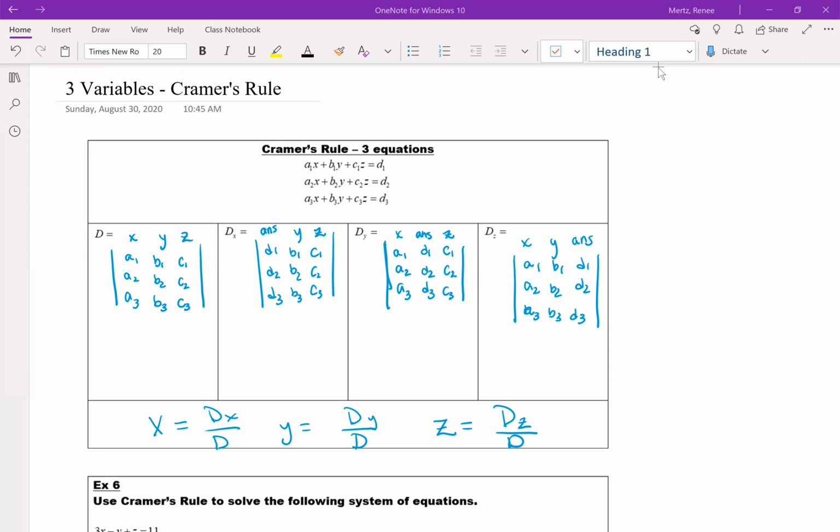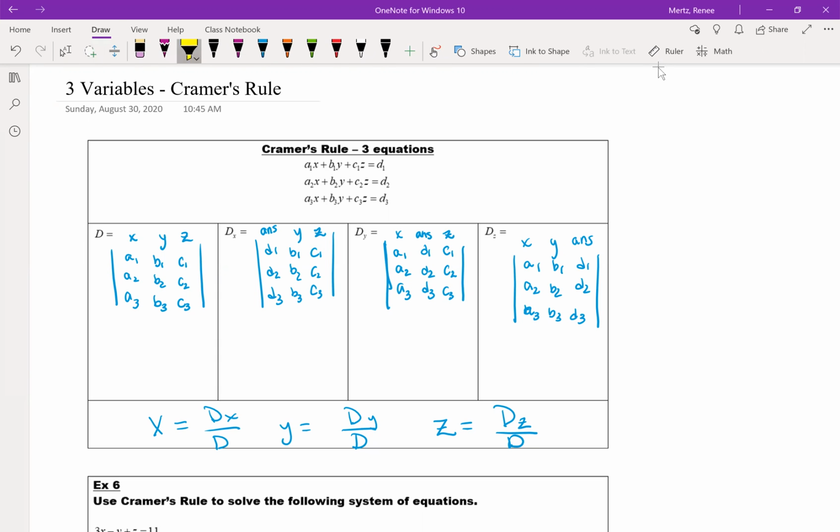So just like when we were doing 2 by 2, we're going to set these up in their columns. So the first is x, then y, then z. So I just take the coefficients of x, y, and z, and I put them in. For D of x, it goes answers, y, z. For D of y, it goes x, answers, z. And then for D of z, x, y, answers. So whatever the variable is here, that's where the answers go.